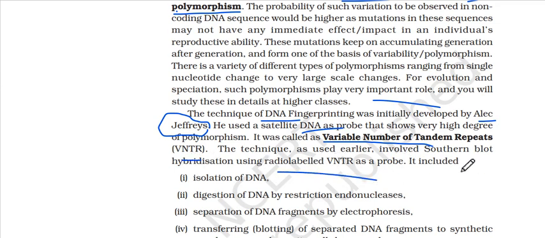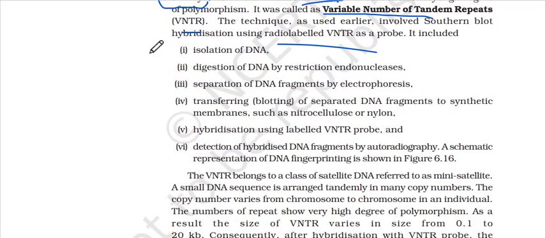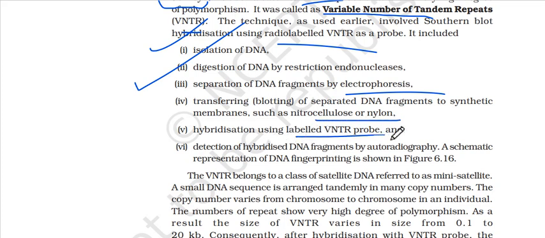अब इसमें क्या क्या था? Isolation of the DNA, सबसे पहले, then digestion of DNA by restriction endonuclease, separation of DNA fragments by electrophoresis, gel electrophoresis, we've done this before, transferring, blotting of separated DNA fragments to synthetic membranes such as nitrocellulose or nylon, hybridization using labeled VNTR probe, and detection of hybridized DNA fragments by autoradiography. A schematic representation of DNA fingerprinting is shown.